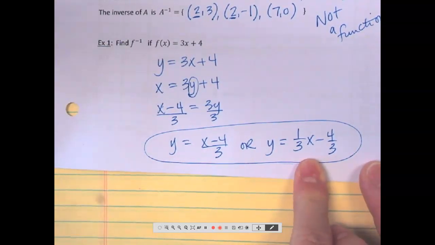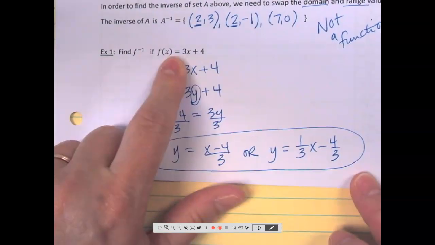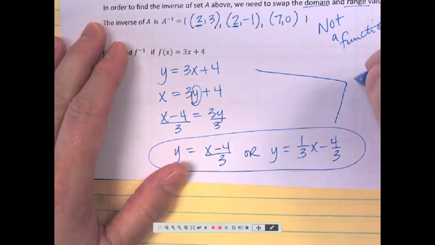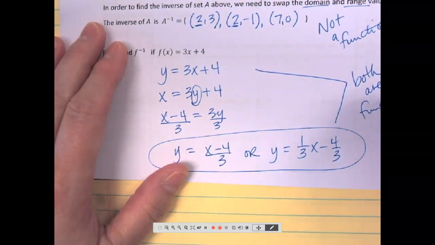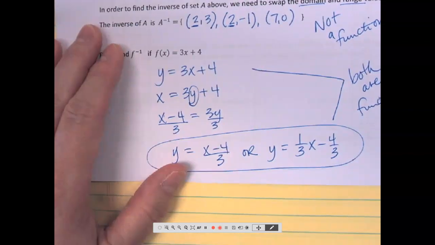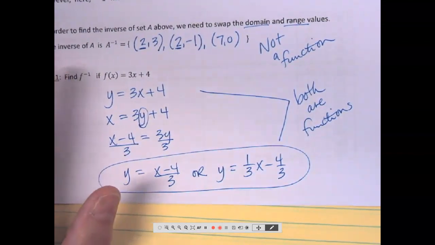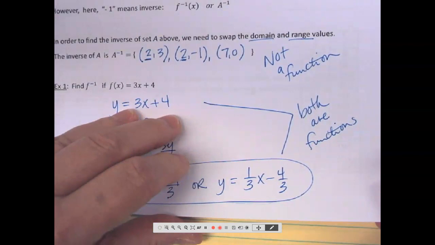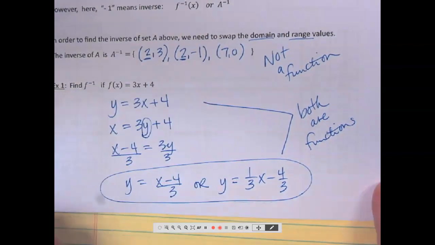Would that line be a function? Yes. So both of these would be functions. How do I know any line is a function except what kind? A vertical. Any other line is a function. Vertical line test would pass. They're inverses of each other.